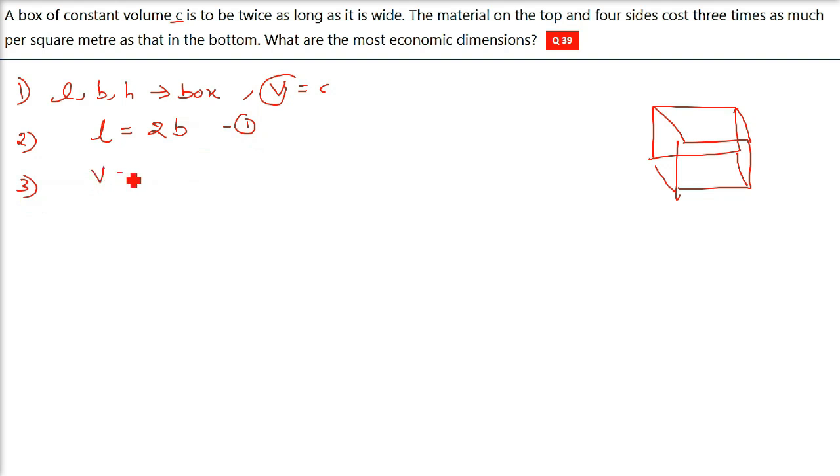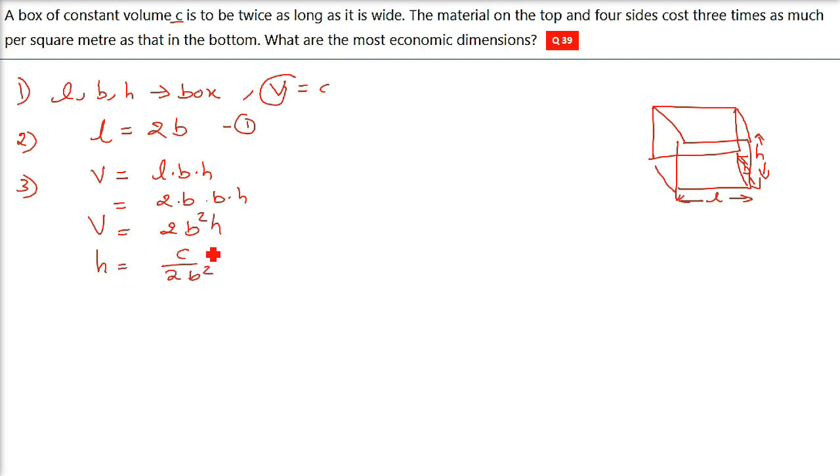Third thing is the volume. What is the volume? Length into breadth into height. Any cuboid, length into breadth into height, 3 dimensions we are talking about. But we have a relationship between length and breadth which is given in the question. So in place of L, you can replace it by 2b. So length is 2b, b is already there, h is already there. So the volume becomes 2b square h. This is the volume. So we will have a relationship with h. H will be equal to volume, which is C, already given in the question, divided by 2b square.